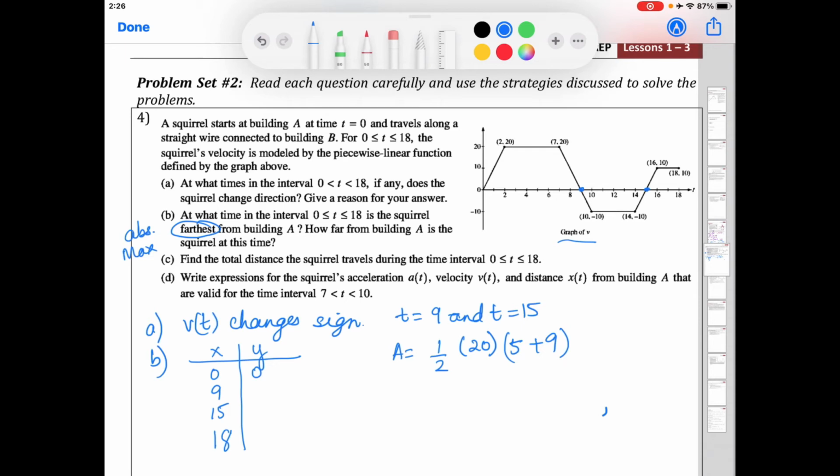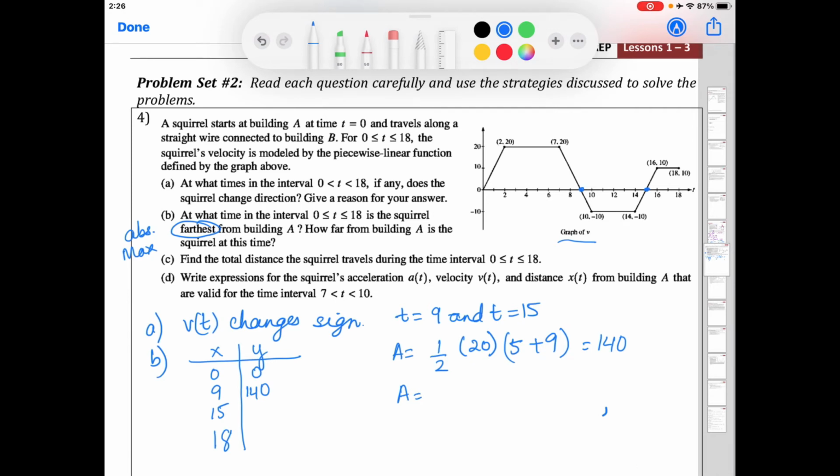So if you simplify that, 10 times 14 is 140. So at 9, your y value is 140. Now I want to find the area from 9 to 15. So that area would be from 9 to 15.